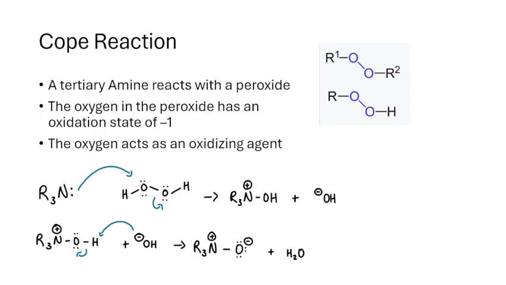This reaction takes place between a tertiary amine reacting with a peroxide. In the first step, the products result in a hydroxide as well as the R3N bound to the OH, with nitrogen having a positive charge. After this, the hydroxide takes away the hydrogen bonded to the oxygen to form R3N bonded to an oxygen, with the oxygen having a negative charge and the nitrogen having a positive charge, as well as water being the other group.